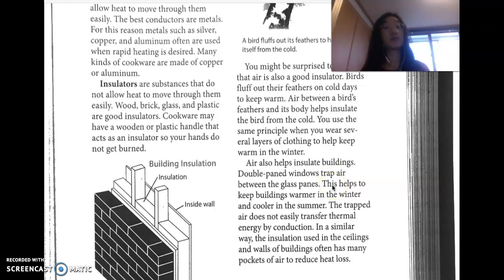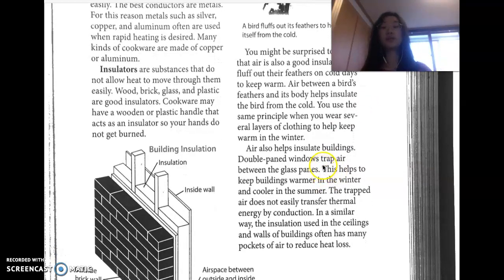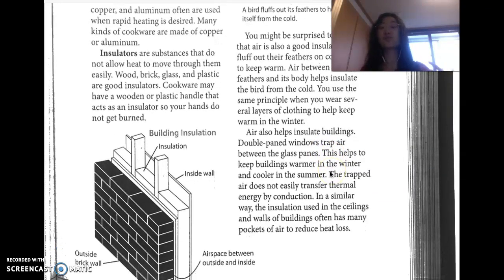Air also helps insulate buildings. Double-paned windows trap the air between the glass panes, and this helps to keep buildings warmer in the winter and cooler in the summer. The trapped air does not easily transfer thermal energy by conduction, and in a similar way, the insulation used in the ceilings and walls of buildings, like our school, often has many pockets of air to reduce heat loss. Okay, a lot of information in just 2 pages.